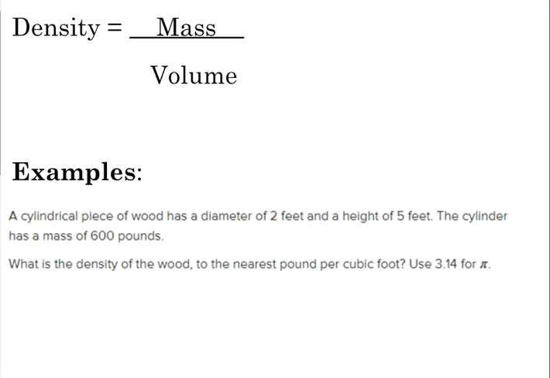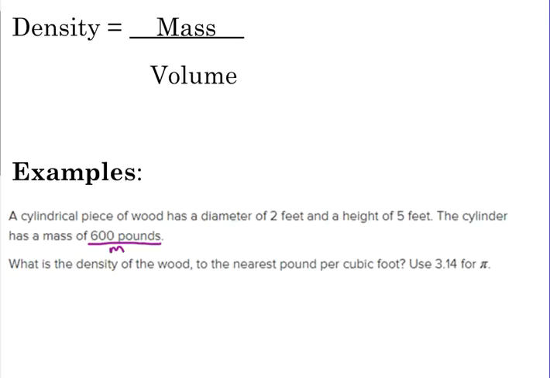A cylindrical piece of wood has a diameter of 2 feet and a height of 5 feet, and the cylinder has a mass of 600 pounds. What is the density of the wood to the nearest pound per cubic foot? Use 3.14 for pi. The density formula is simple. We need to know our mass and our volume. Well, they give us the mass. They tell us that the mass is 600 pounds. So we've got that part. M is 600 pounds.